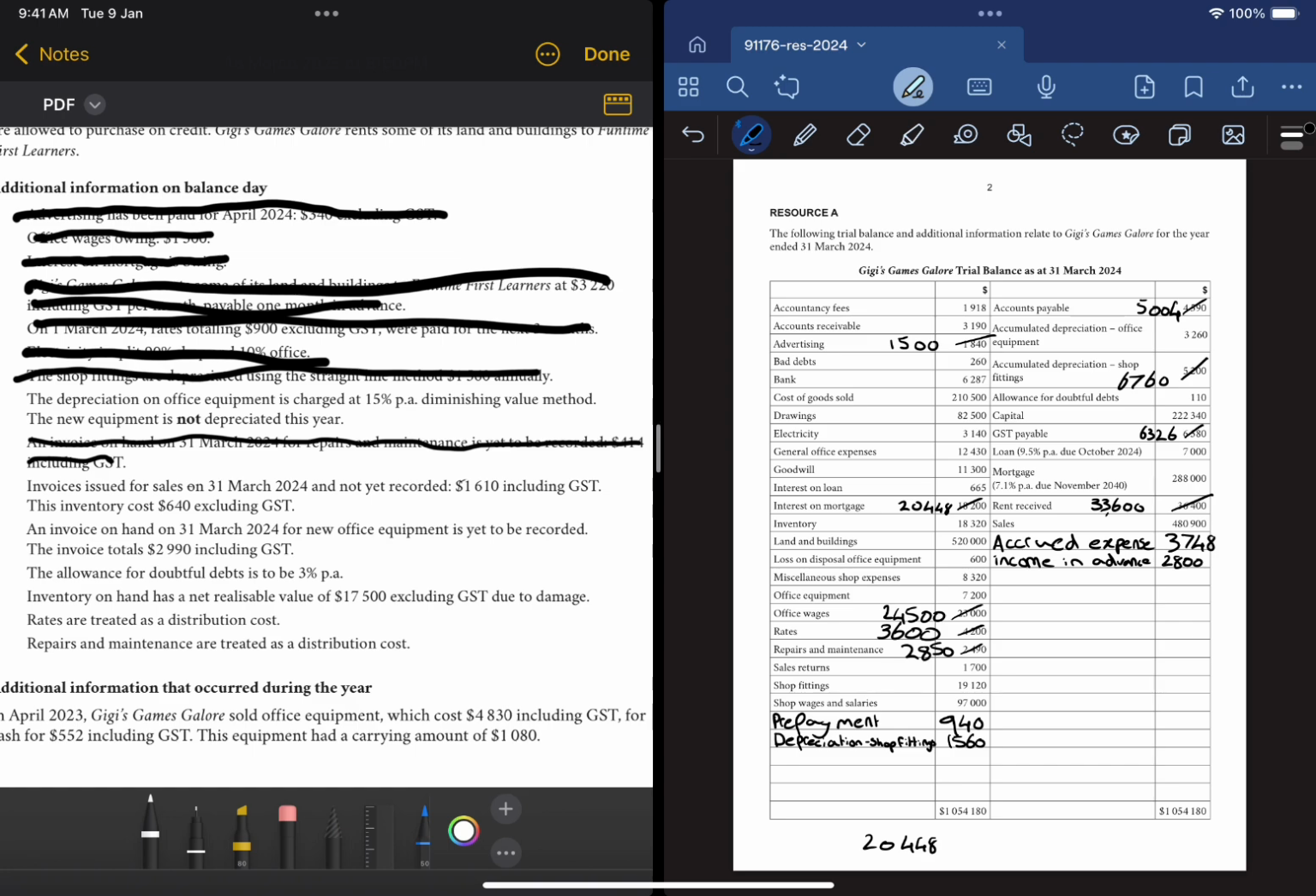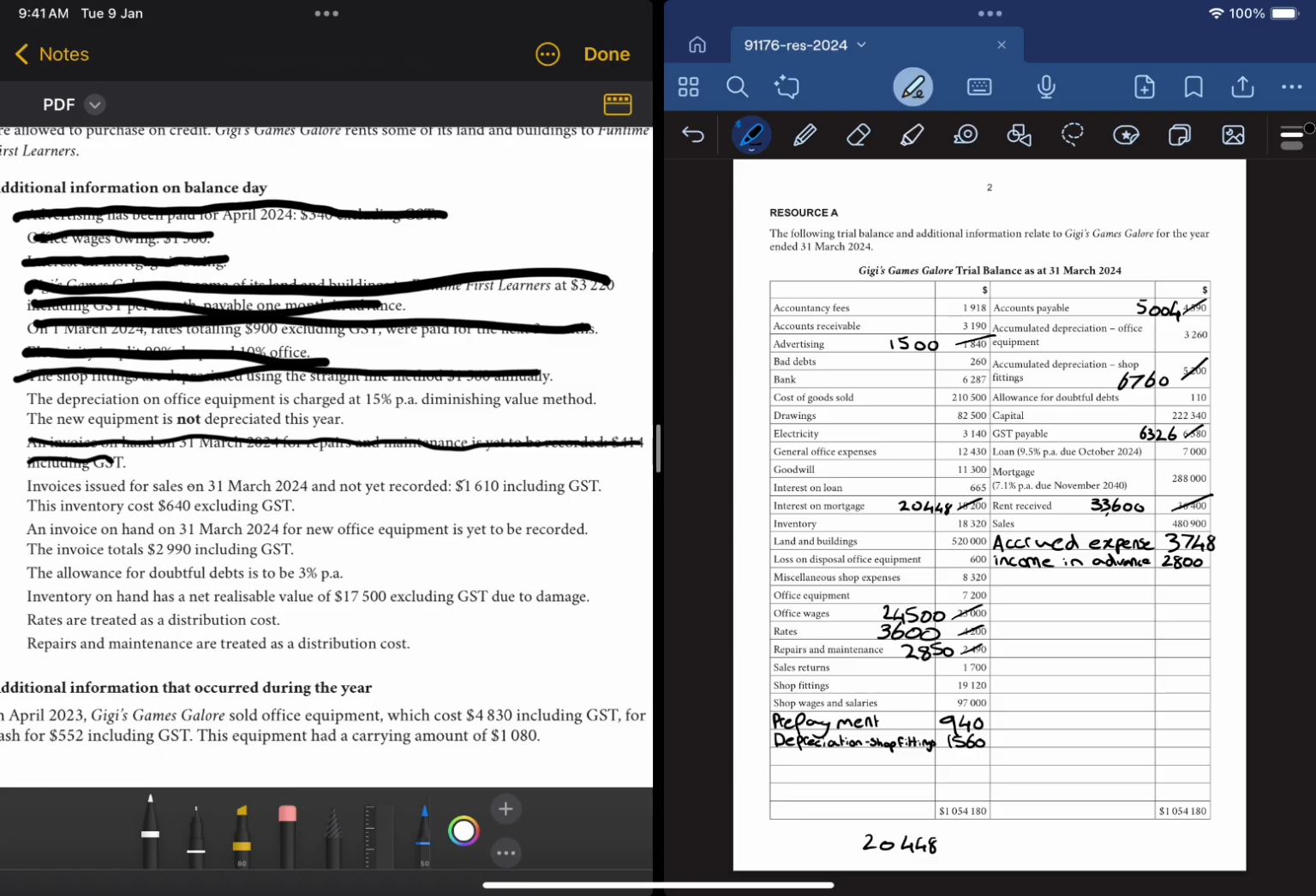Invoice issued for sales on the 31st of March 2024 and not yet recorded, 1,610, including GST. This inventory costs 640, excluding GST. When they tell us that the inventory costs 640, excluding GST, it's one of those things where the NCA is trying to catch you guys out. You'll just need to ignore that, and we're only looking at the top part here, which is for the invoice issued for sales or fees.